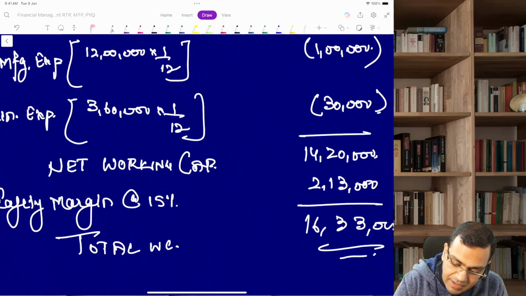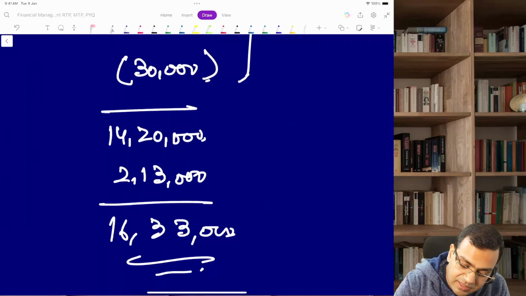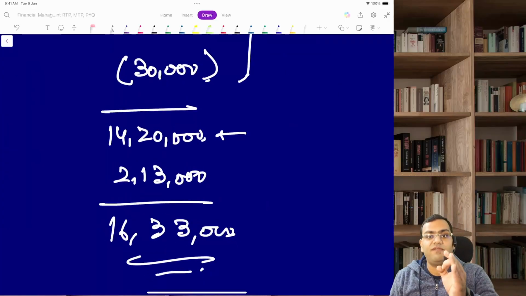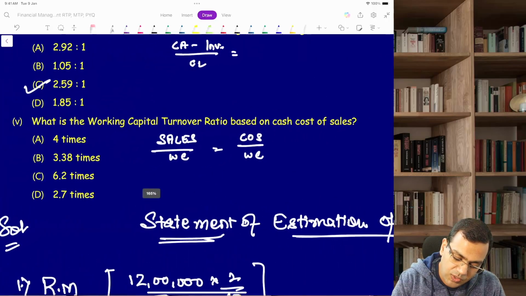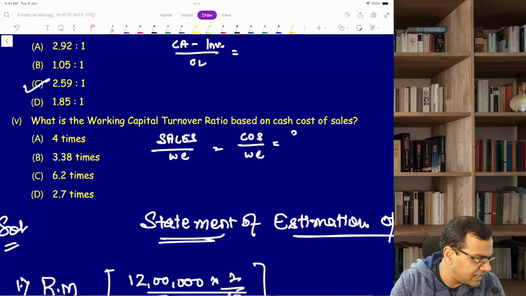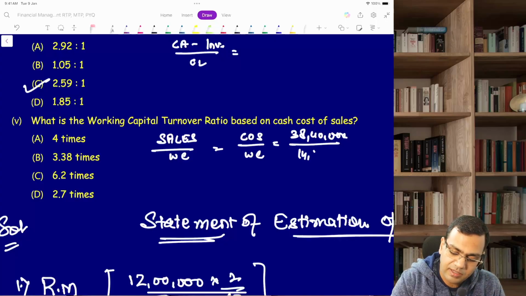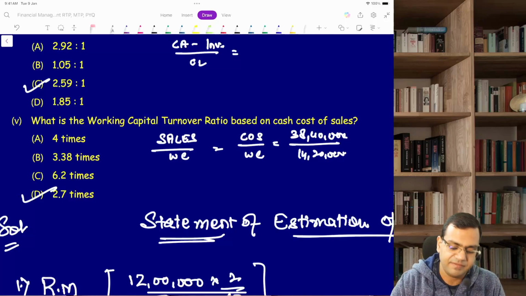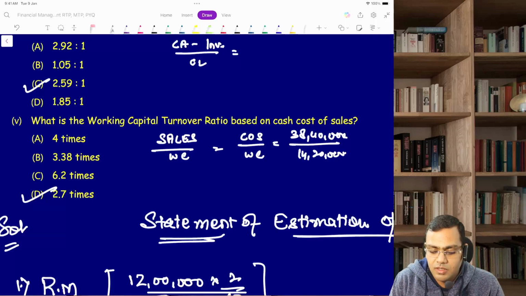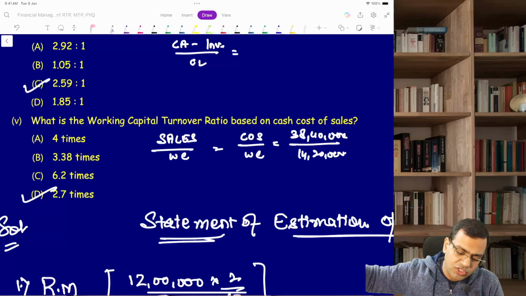And what is the working capital? Working capital, here you will take this one, that is without safety margin. Without safety margin, the cost of sale is 38,40,000 and the working capital here is 14,20,000. That will come to 2.7 times. Option D. Because 15% is the extra safety margin that we are keeping.